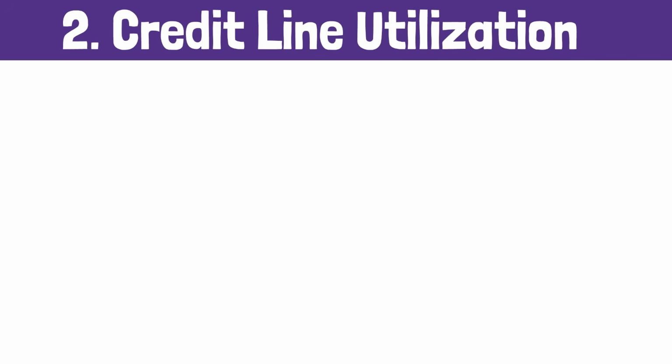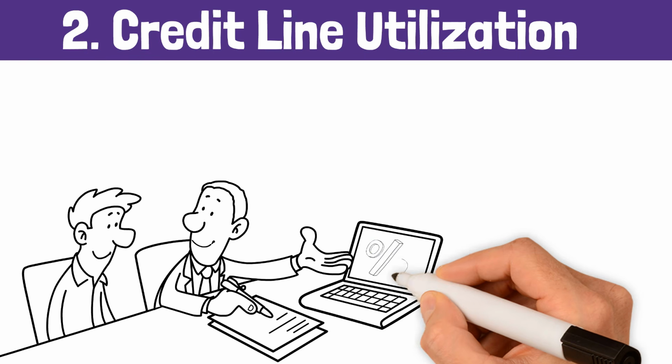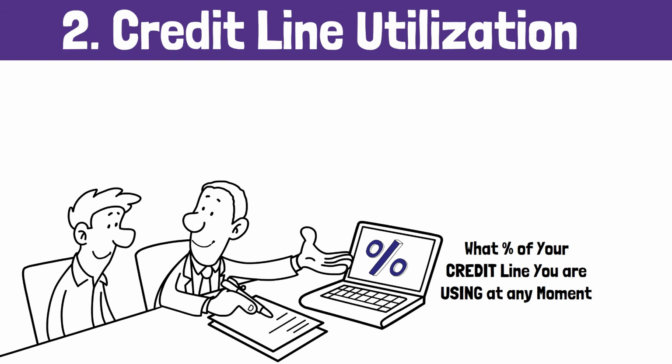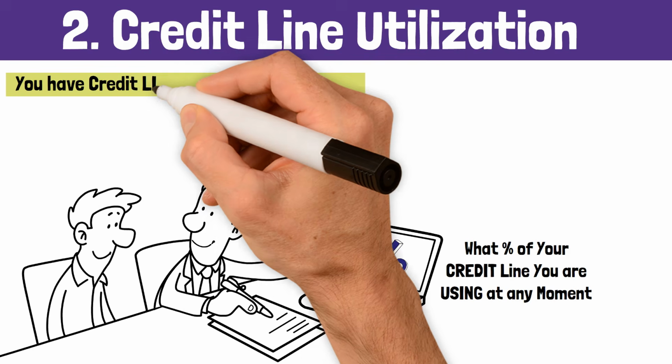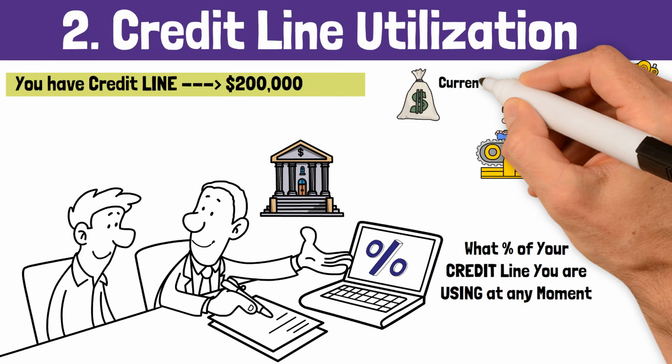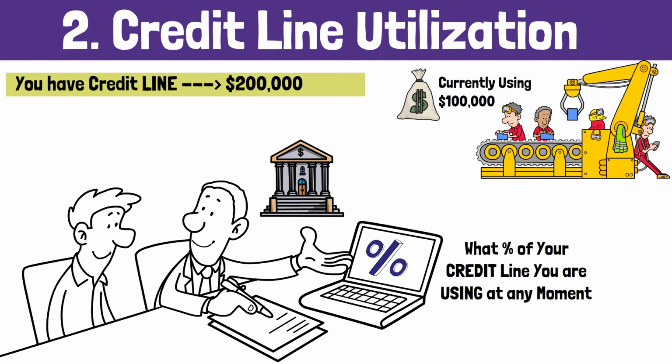Number 2. Credit line utilization. Credit line utilization tells you what percentage of your credit line you are using at any moment. Banks and lenders watch this number closely. For example, you have a credit line of $200,000. If you are currently using $100,000, your utilization is 50%.